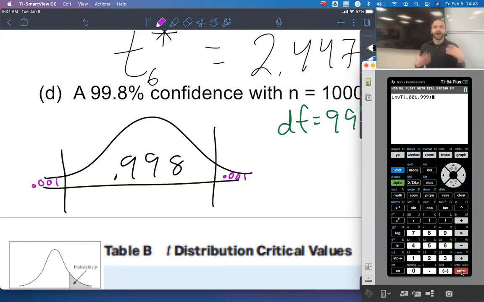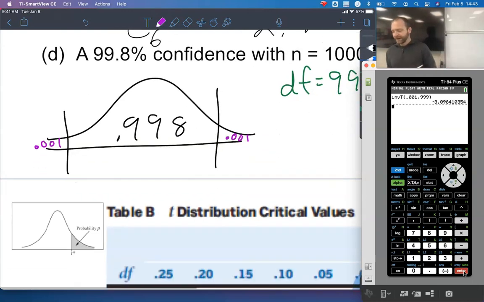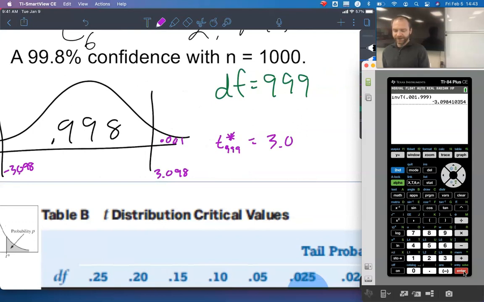If you don't have that prompt feature, it's inverse T, degrees of freedom at the very end, but first input your area in the tail. So 0.001, one tail, and you're going to have 999. If I hit enter, in this case I get negative 3.09841. So what does that mean? Well, that's telling me this part, negative 3.098. Remember, they're symmetric. And so this would be positive 3.098. And so I have a T star value, when I have 999 as my degrees of freedom, of 3.098.